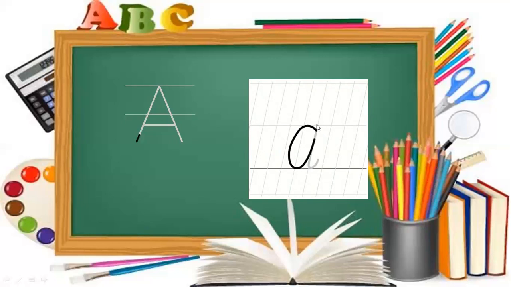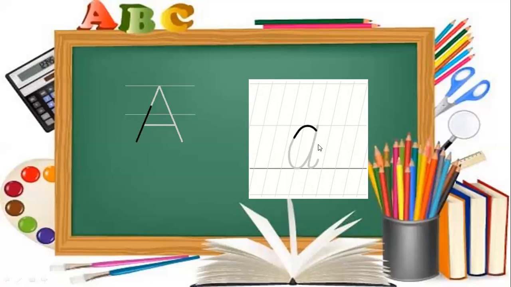Go to the middle again, look here, and draw a standing line touching the bottom. And at the end of the standing line, draw a small curve again. Then it will be your letter a in lowercase.